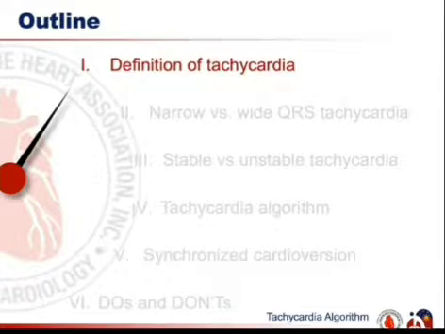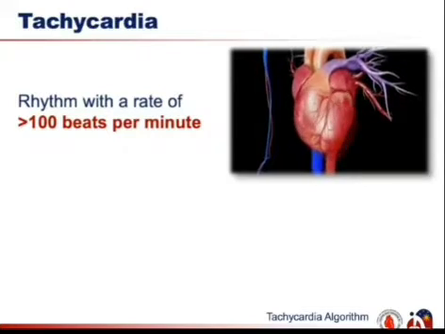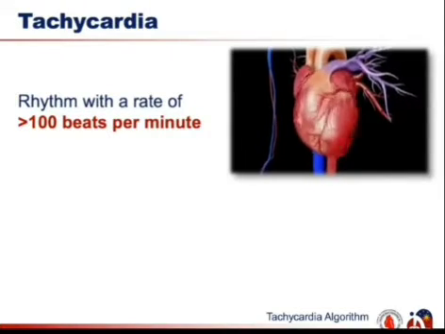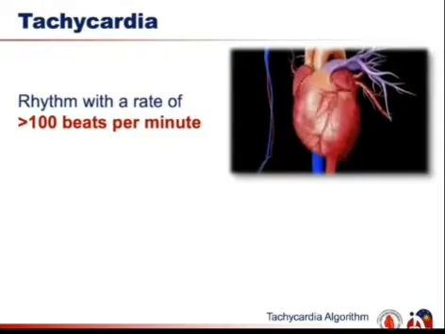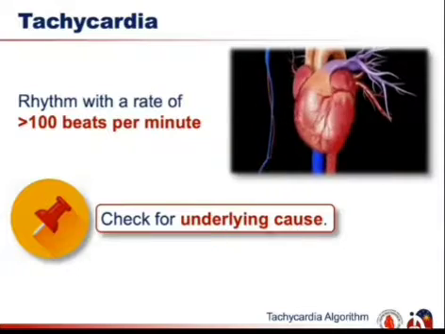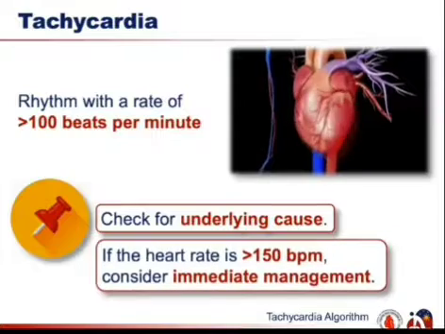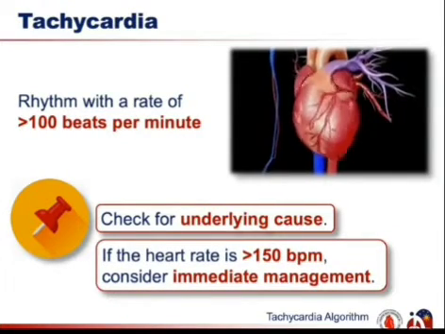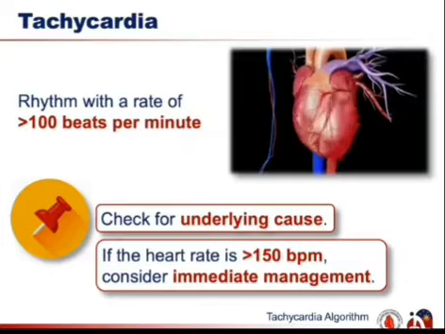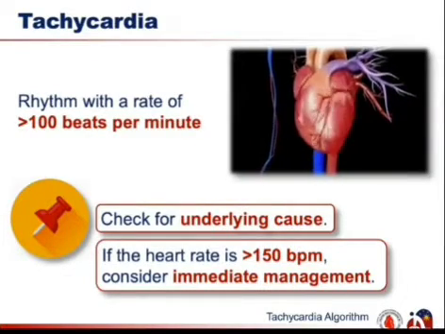Before we begin, let me define tachycardia for you. Tachycardia is defined as a rhythm with a heart rate greater than 100 beats per minute. In general, we should think of possible clinical conditions and be able to check for the underlying causes. Clinically significant tachyarrhythmias are related to heart rate 150 beats per minute or higher. The likelihood of hemodynamic instability is higher with faster heart rates. In these cases, you must not only consider treating the underlying cause, but also consider immediate management.